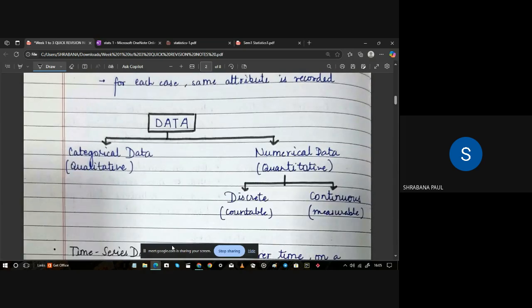Now data. Data can be categorized into two types: one which is measurable and another which cannot be measured. So categorical data is qualitative data. What is categorical data? Does anyone have an idea? You can comment also. What is categorical data? If anyone can give a small example also, it will be good. Anyone?